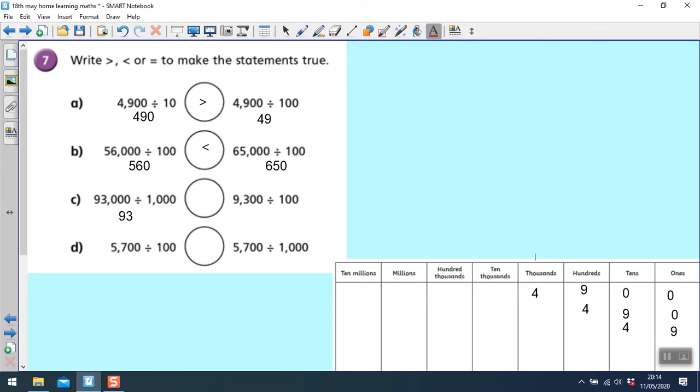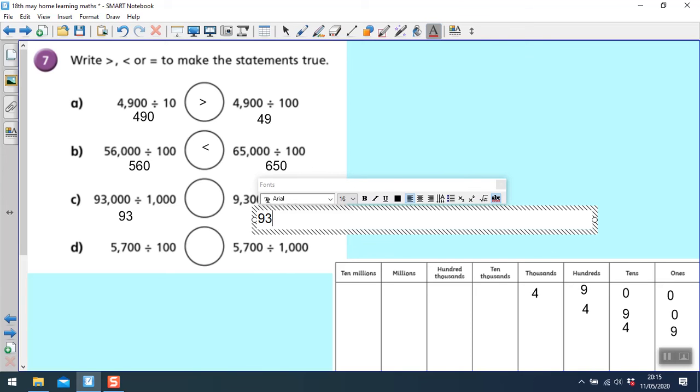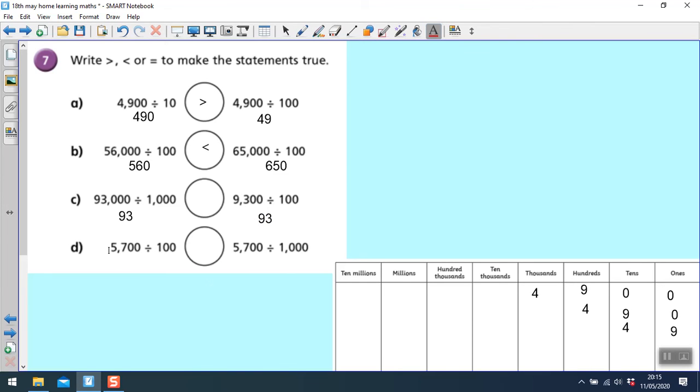9,300 divided by 100. 9,300 will have a 9 here. It's got to divide by 100, so jump 2 places to the right. 1, 2. It's going to also be 93. 5,700 divided by 100. I've got to move it 2 places to the right because there's 100 here, 2 zeros. 5,700, my 5 would be here. 2 places to the right is going to be 5 in the tens column, so 57.